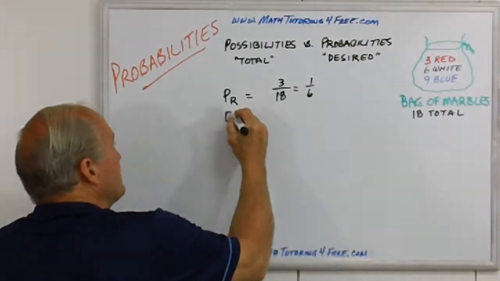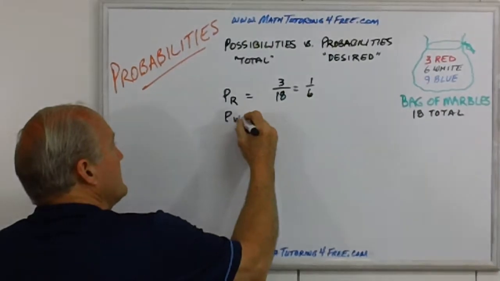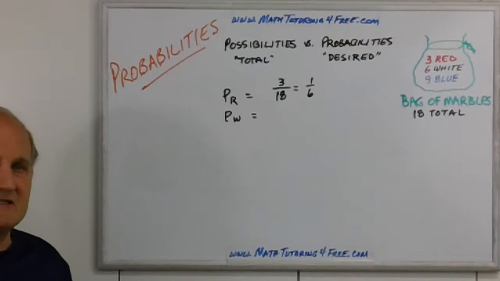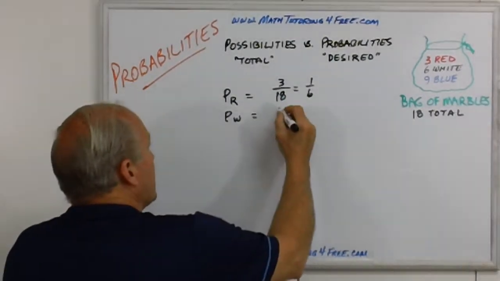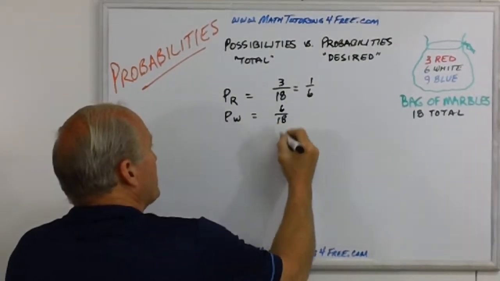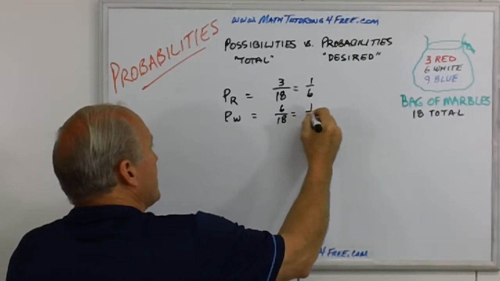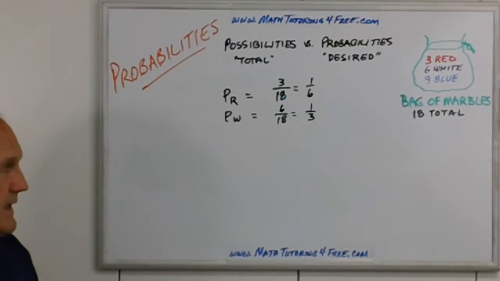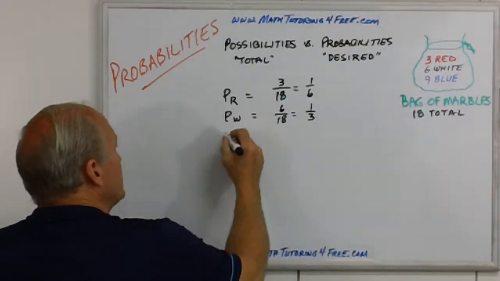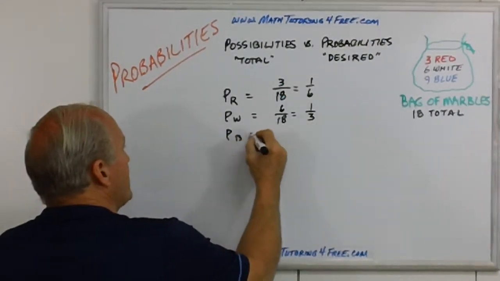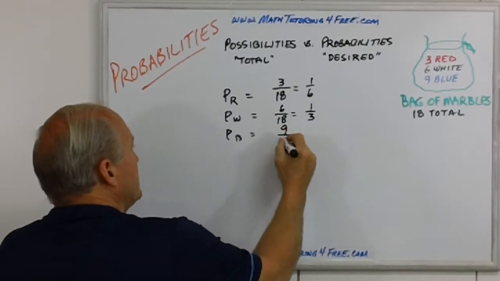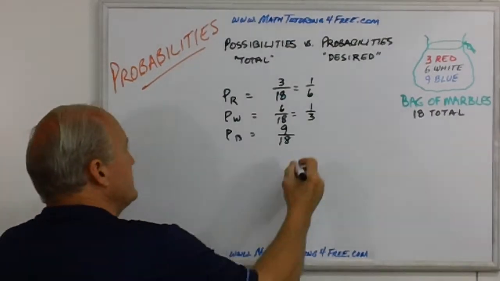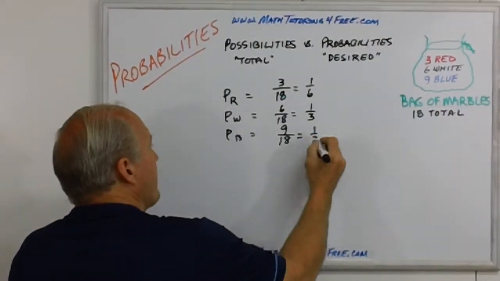The probability of pulling out a white marble, well, we've got more white marbles in there, don't we? So we've got 6 white marbles out of a total marble population of 18, and that probability then would be 1/3. And finally, the probability of pulling out a blue marble, well, there's 9 of them in there, still out of a total of 18. 9 over 18 is 1/2, isn't it?